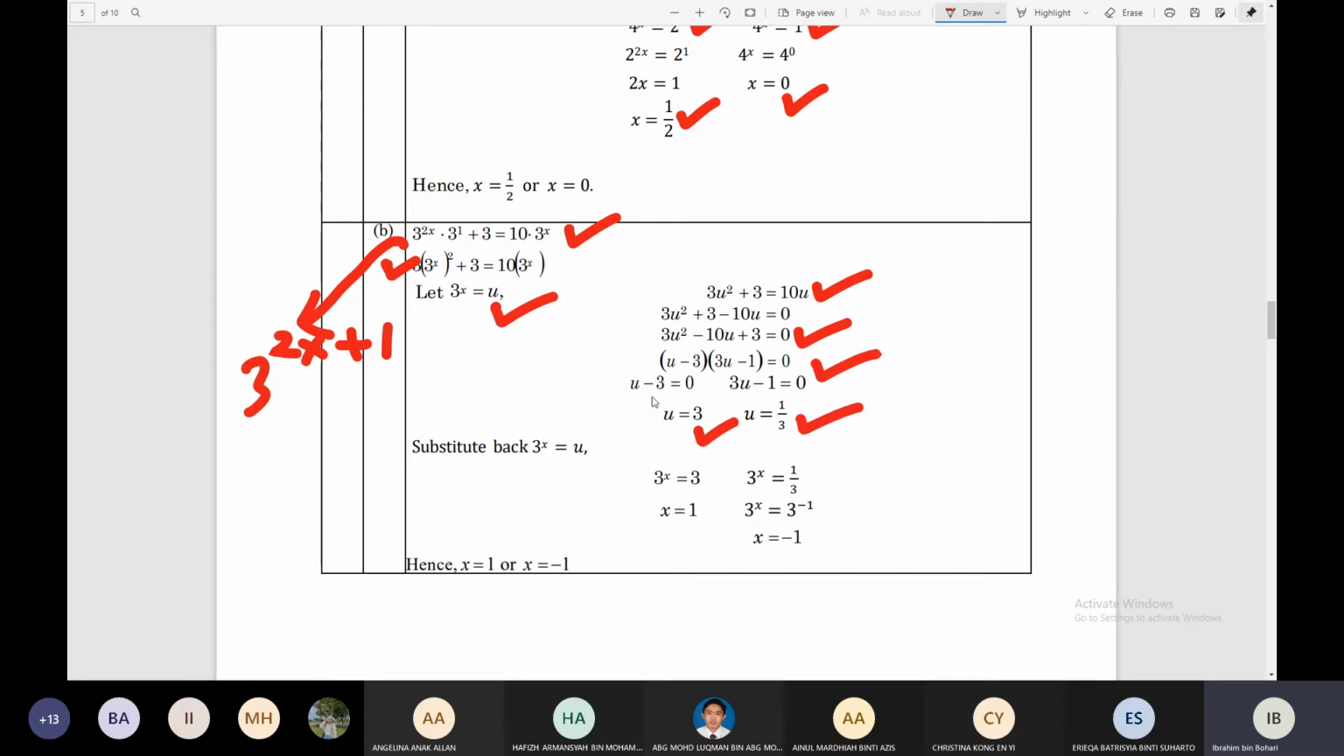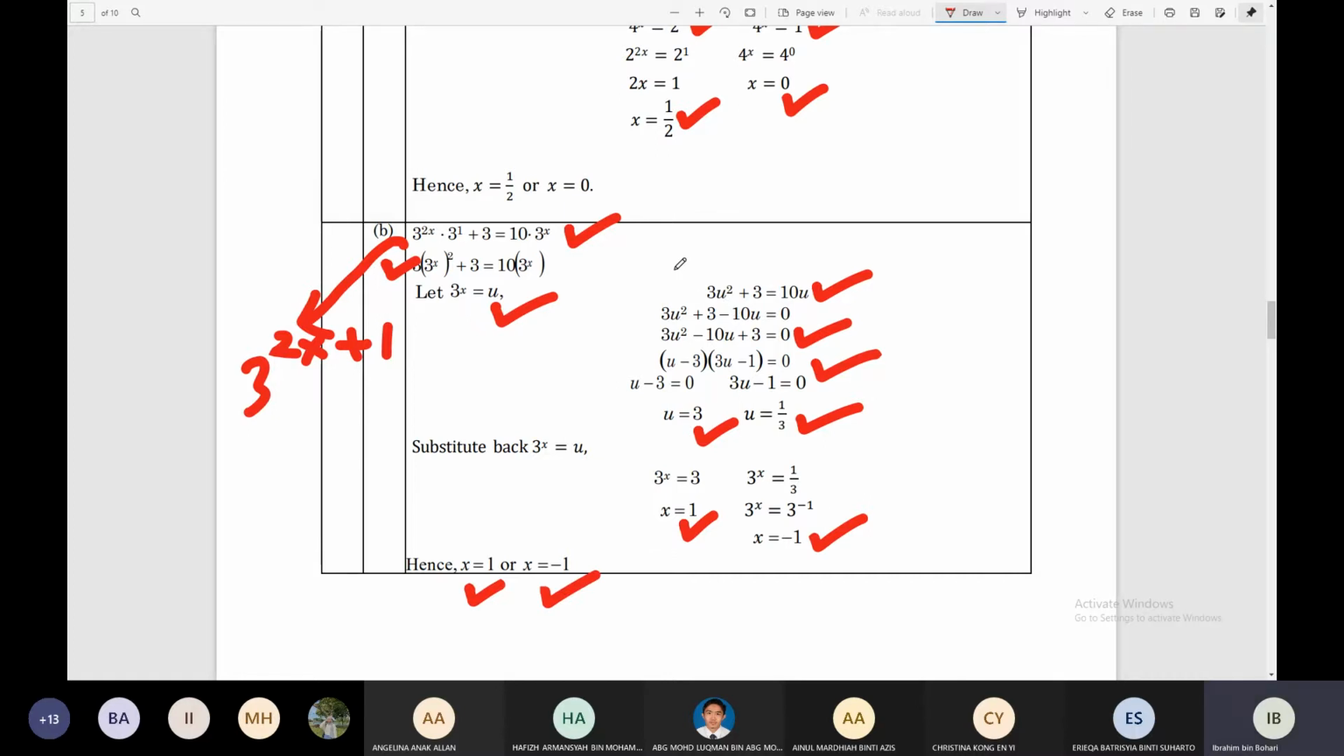Okay, the answer. Then 3 to the x equals 3, and then x equals 1, and 3 to the x equals 1 over 3, or 3 raised to the power of negative 1, and x equals negative 1. So the value of x equals plus or minus 1. There are two answers. Okay, check the answer.